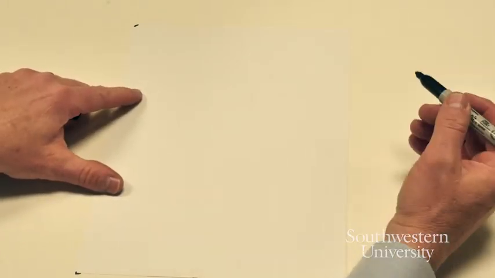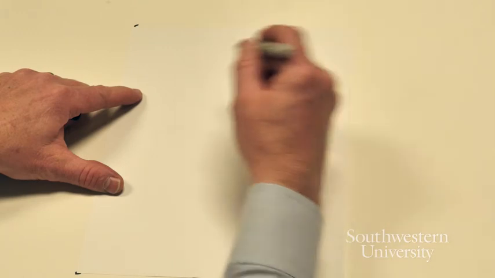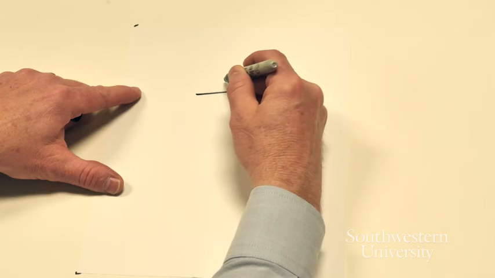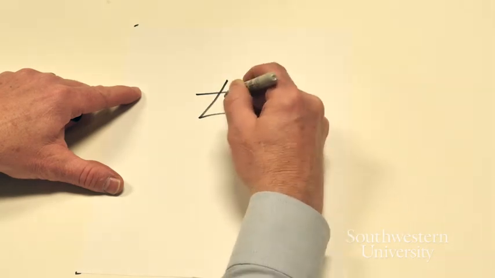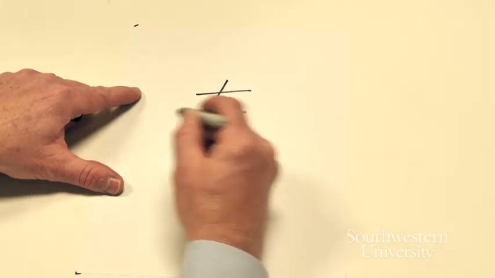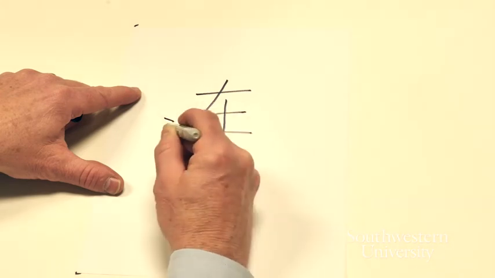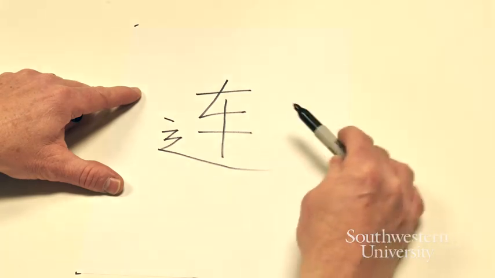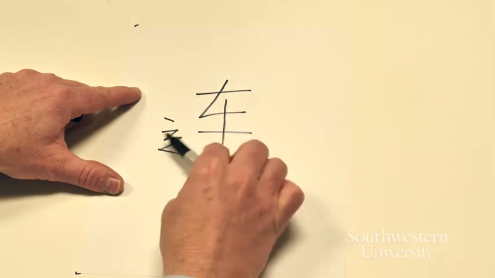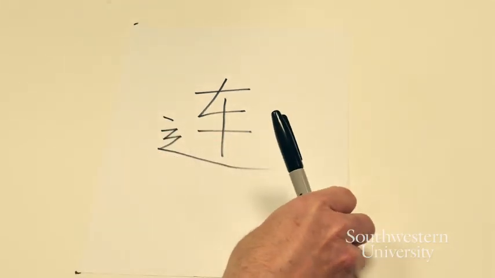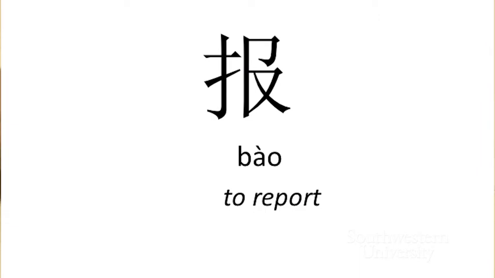Level 2, Lesson 8. The first character is lian, which means even though, or to connect. It's a chē, cart, plus the walking radical. So it's a series of carts traveling together. So a connection, or although, or even.